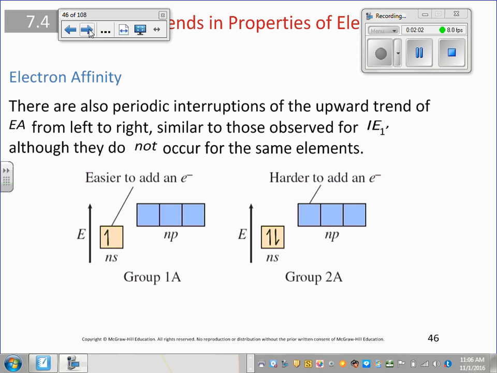And again, just like with ionization energies, there are some anomalies, as they call them. So as you go from group 1A compared to group 2A, in 1A you have that open lower shell, the S subshell. You can still put an electron in there. In 2A, the S subshell is filled, so you have to go to the P subshell. The P subshell is higher energy. So it's easier to put the electron into the 1S than it is into the P, or the 2S and the 2P, because there's no P in the 1.